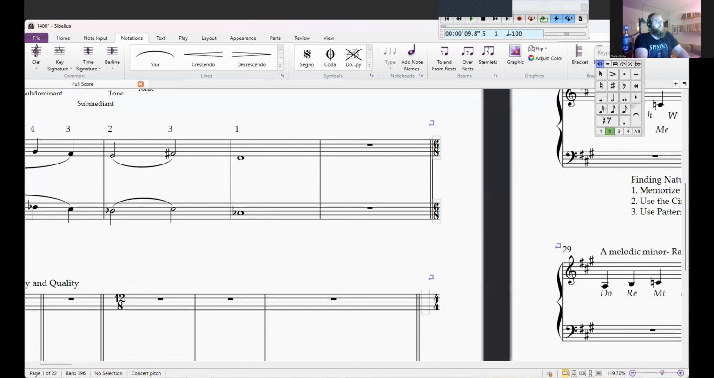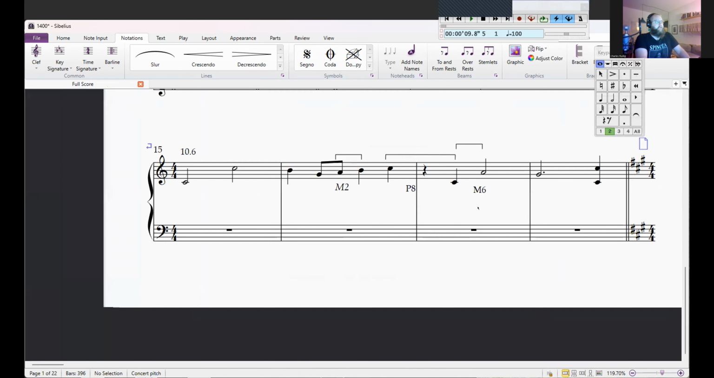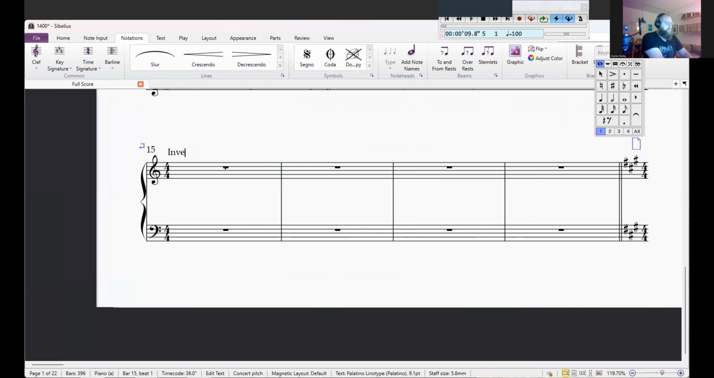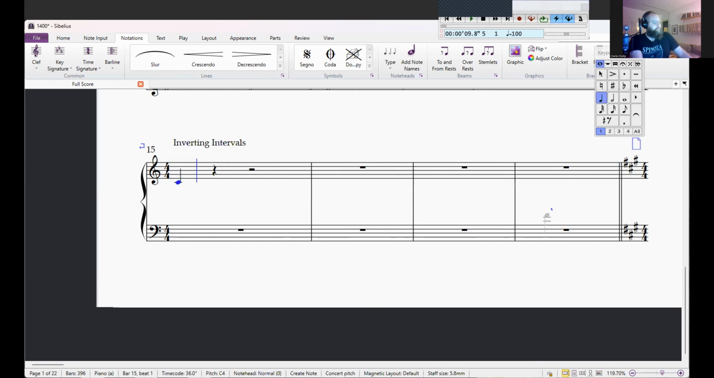Let's go over here. I'll clear this out. So inverting intervals. Fancy name for something very simple. You're just taking the 2 notes in your interval and flipping them. So let's start with a really simple, easy interval, like this one to this one. I'll give you a second to figure out that interval. C to E, so major third.